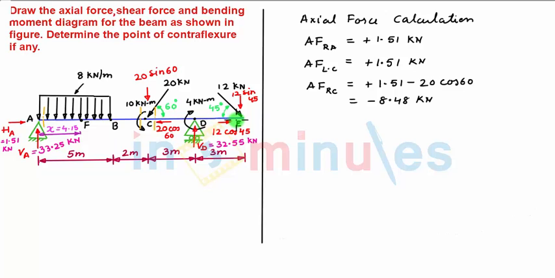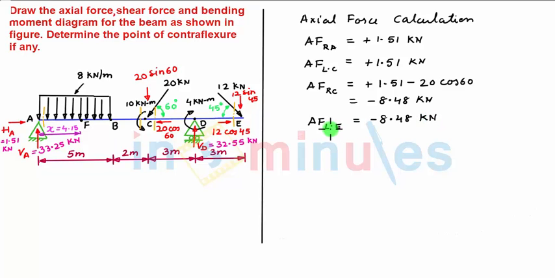Next we move section towards point E. By taking a section towards left of E and very near to it, I can calculate axial force towards left of E equal to, now since between these two sections there is no horizontal force acting, so we'll have the same value of minus 8.48 kilonewton.